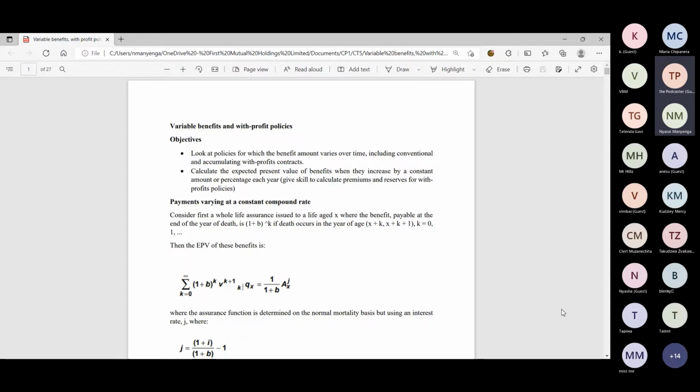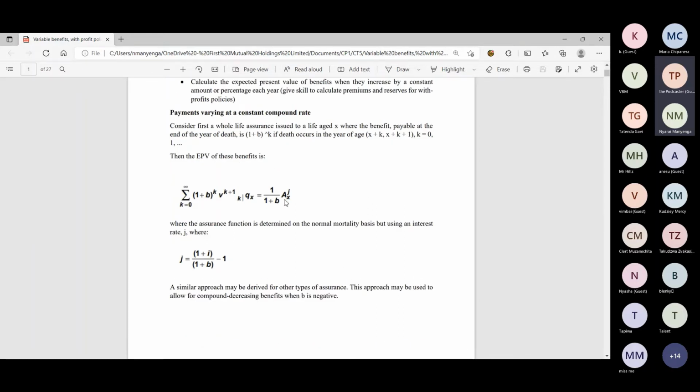So in terms of the expected present value of these benefits, the formula would be this one, which is the summation of k from 0 up to infinity, (1+b)^k v^(k+1) k|q_x, where k|q_x is the probability of a life surviving the first k years and dying within the next year. You see that this is just similar to the expected present value of a whole life assurance, where the sum assured isn't being increased by a constant compound rate. The only difference is the (1+b)^k here.